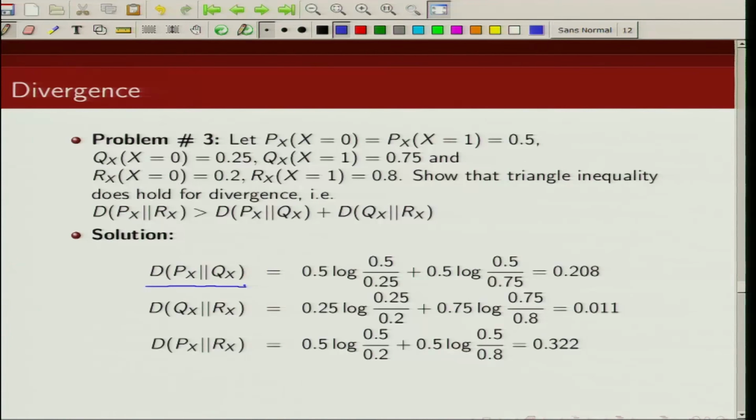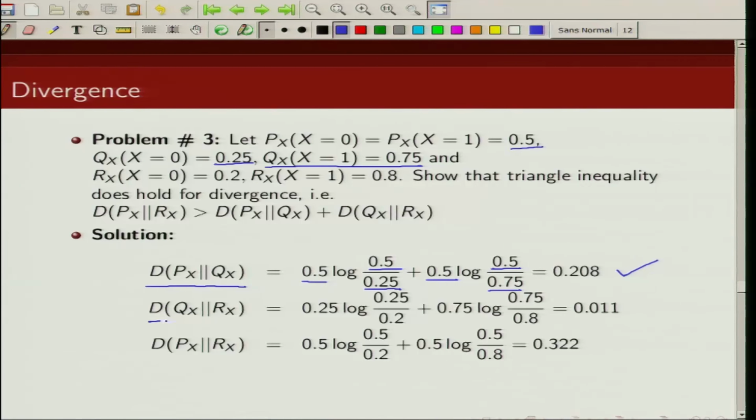So note the definition of divergence between two distributions p and q is the expected value of log of p by q, where the expectation is taken with respect to p. So this would be p of x equal to 0 is 0.5, log of 0.5 divided by the probability of q at x equal to 0, which is 0.25. Similarly, p of x equal to 1 is 0.5, and q of x equal to 1 is 0.75. So this is the divergence between p and q.